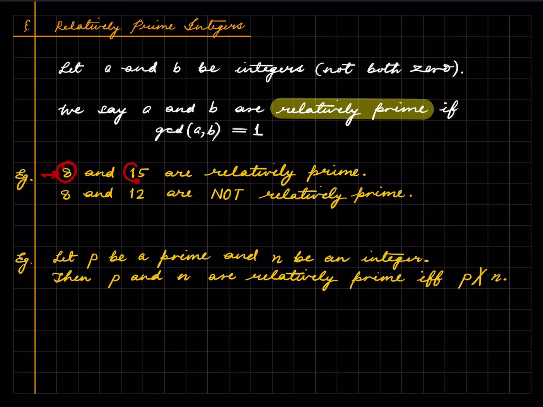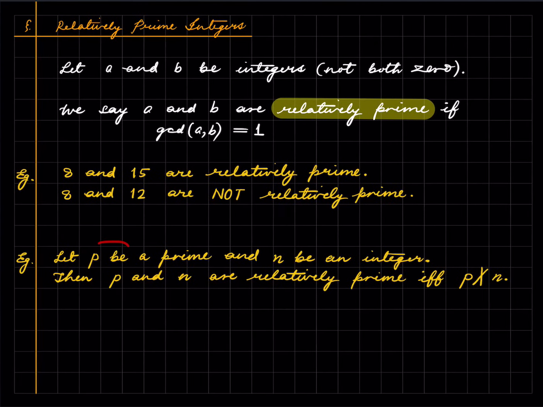And here are some simple examples. If you see 8 and 15, they are relatively prime, clearly. And 8 and 12 are not relatively prime, since, for instance, 4 is a common factor. So therefore, the GCD is greater than 1. More interestingly, if we have a prime p and some integer n, then p and n are relatively prime if and only if p does not divide n. So this notation means does not divide. This is a very simple fact.